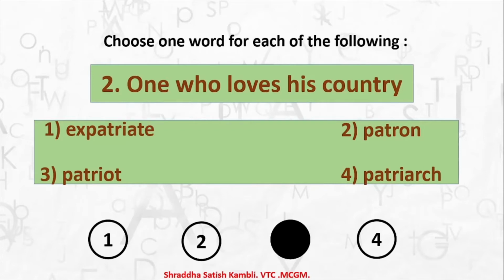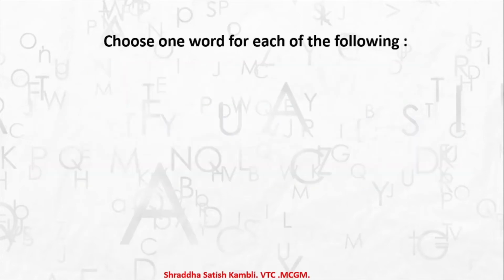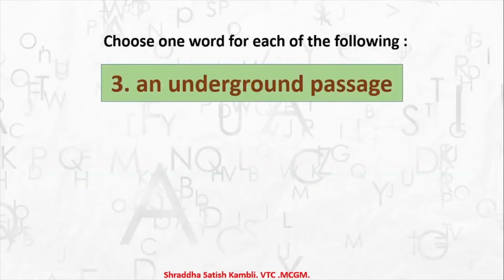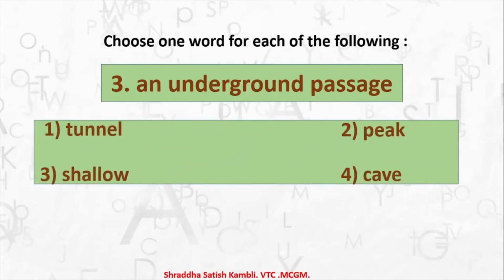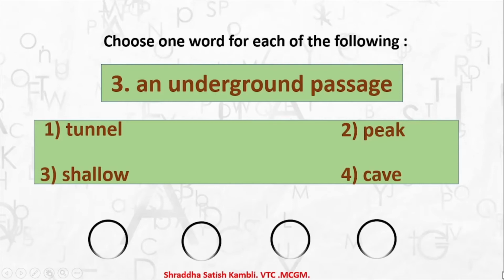Coming to example 3 in the same pattern, we have the phrase, an underground passage. So what is an underground passage called, children? Is it called 1, a tunnel, 2, a peak, 3, shallow, or 4, cave? So an underground passage is called a tunnel. So you have option 1.